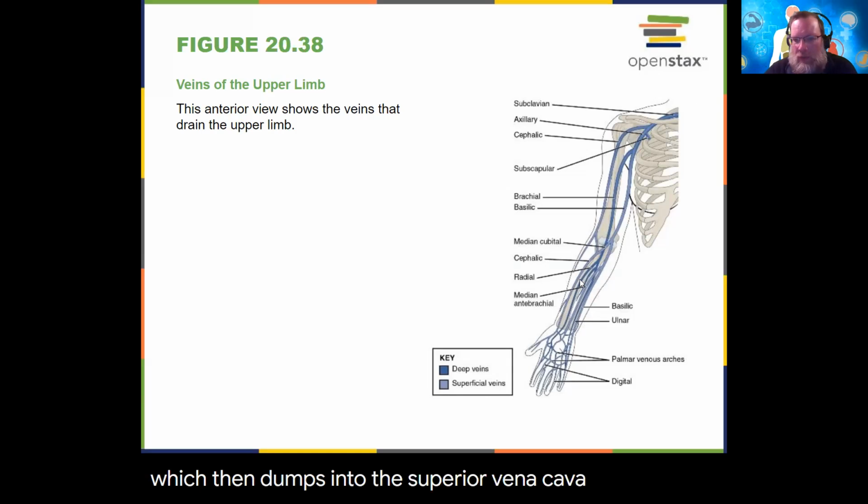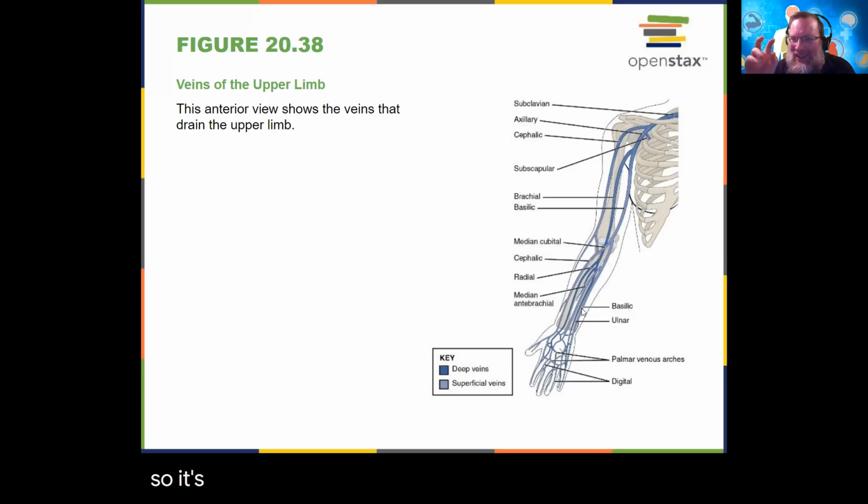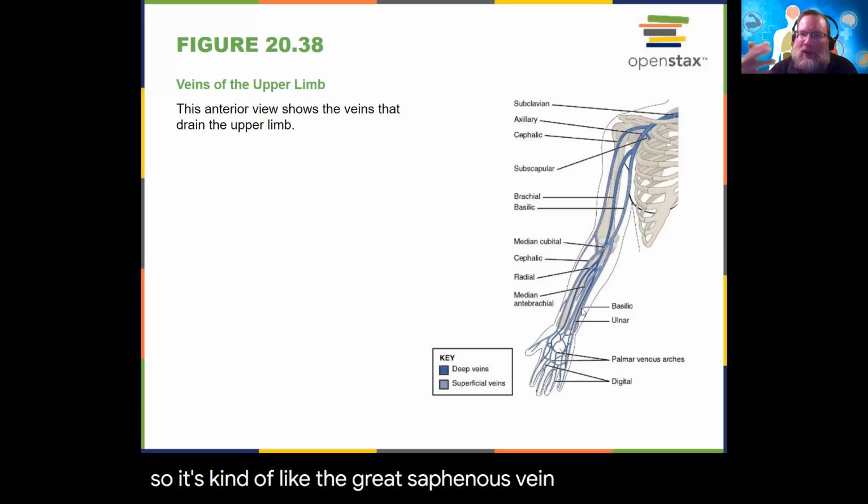Okay. So anyway, the basilic, you can see how long it is too. It starts right around the armpit area and it continues down. The median cubital comes off of it, but the basilic continues all the way down, kind of along the ulnar area. So it's kind of like the great saphenous vein of the arm, the basilic.